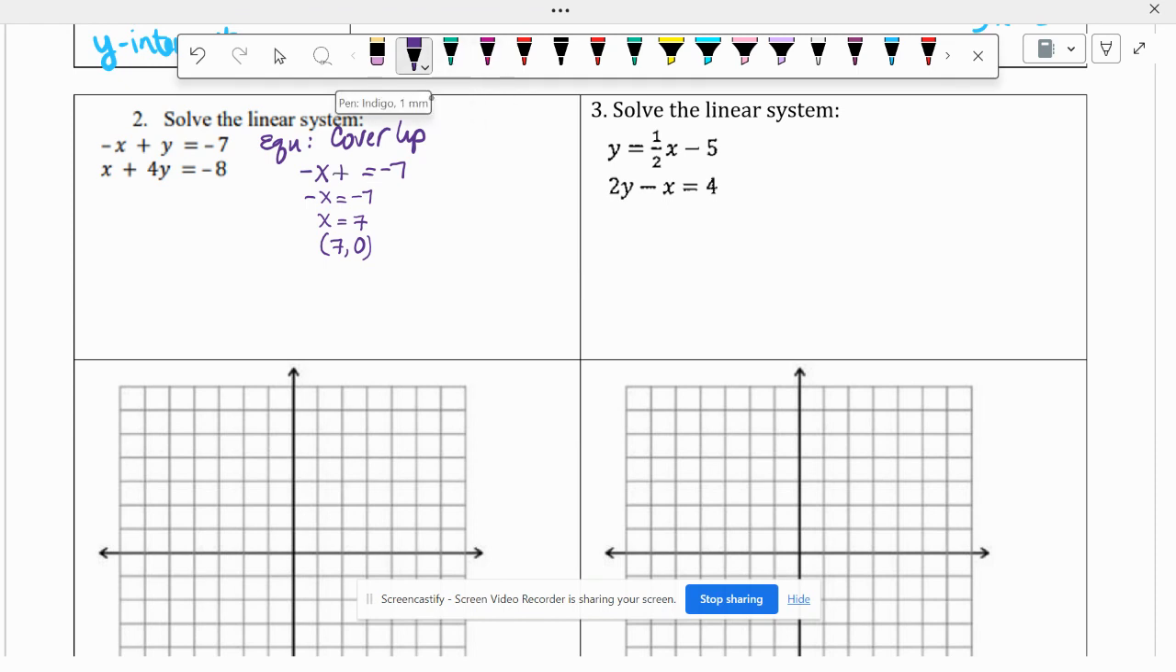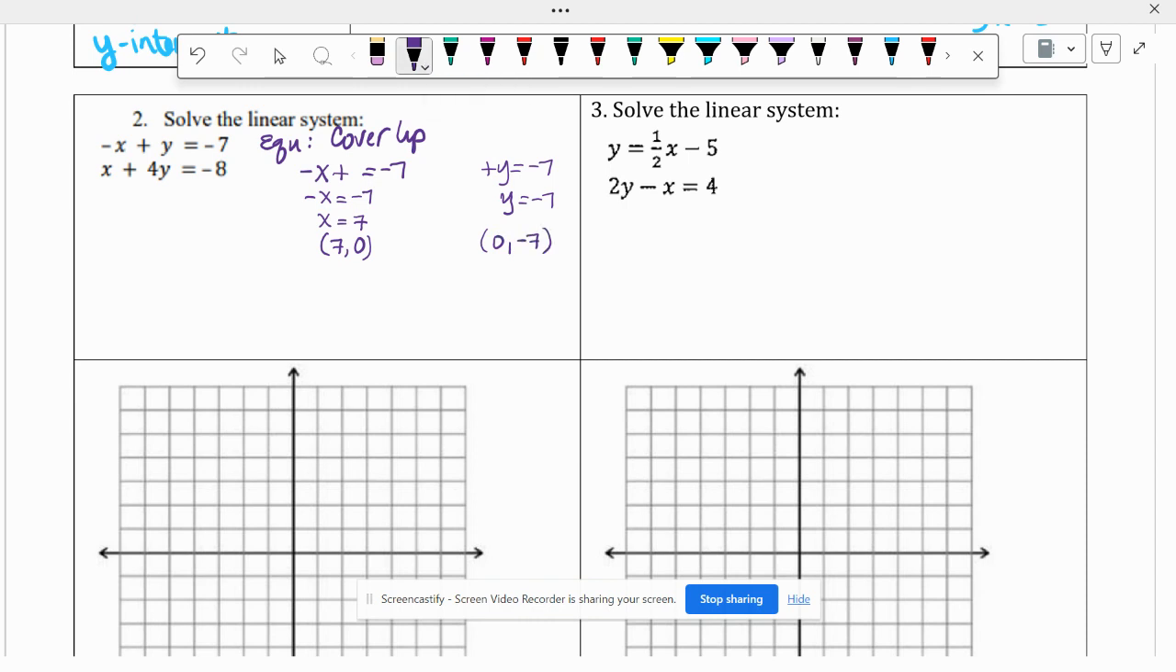Now I'm going to use the cover-up method to find the y-intercept. So I have negative x plus y equals negative 7. And if I want to find the y-intercept, I'm going to cover up the x term. And that just leaves me with the equation y equals negative 7. So when I let x equal 0, y is negative 7.